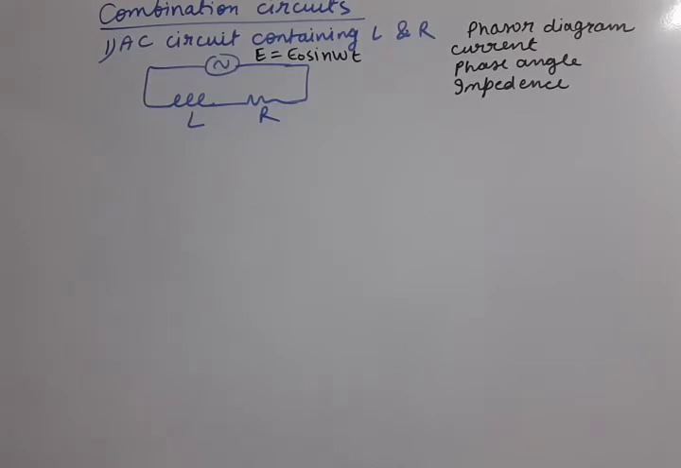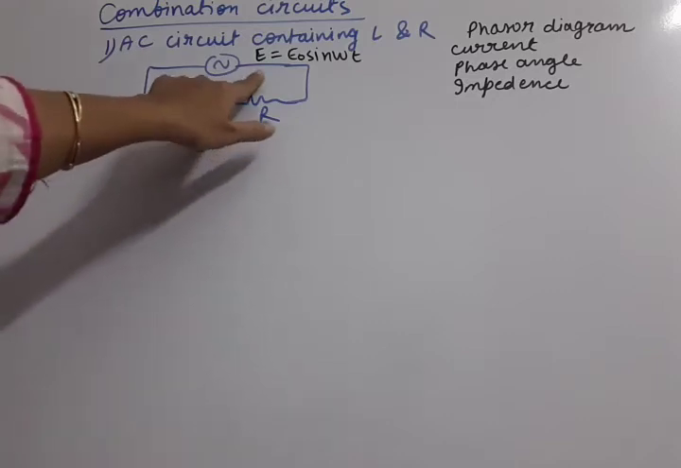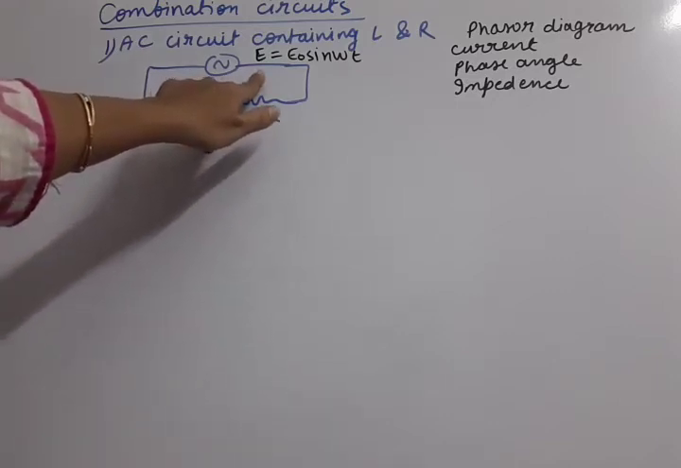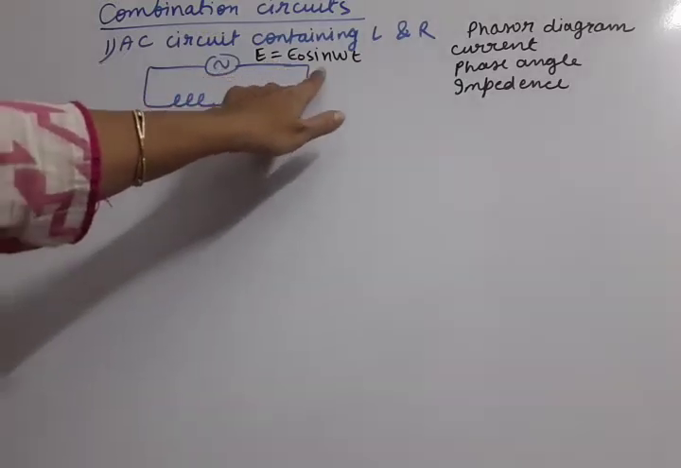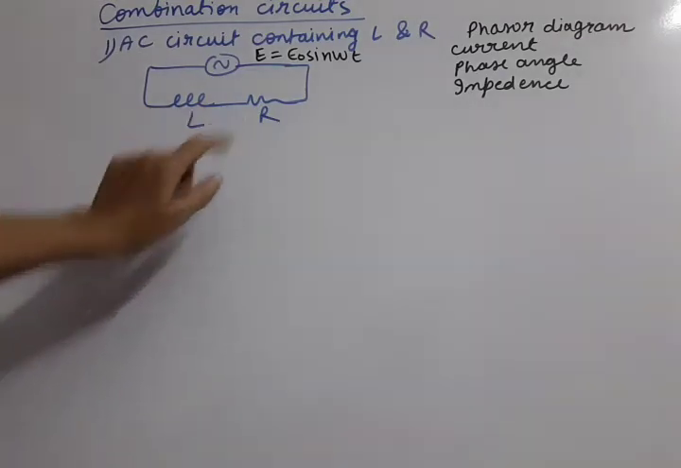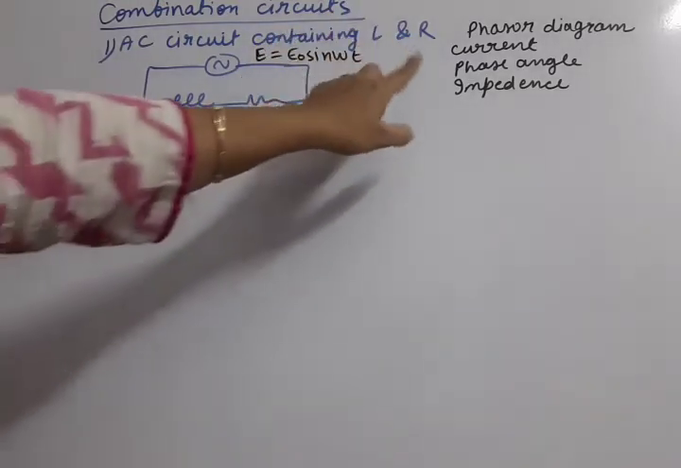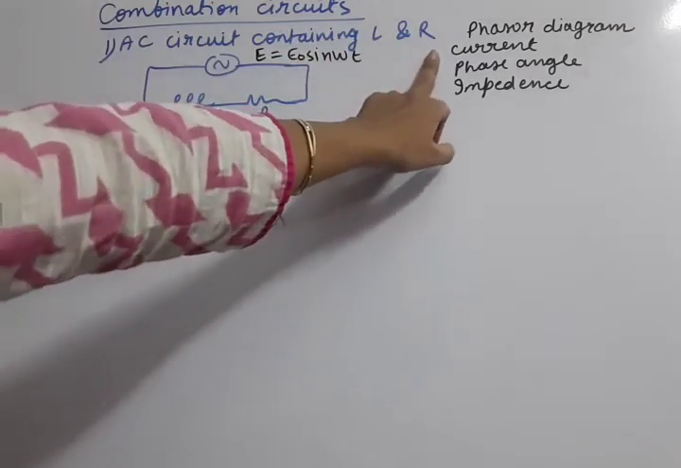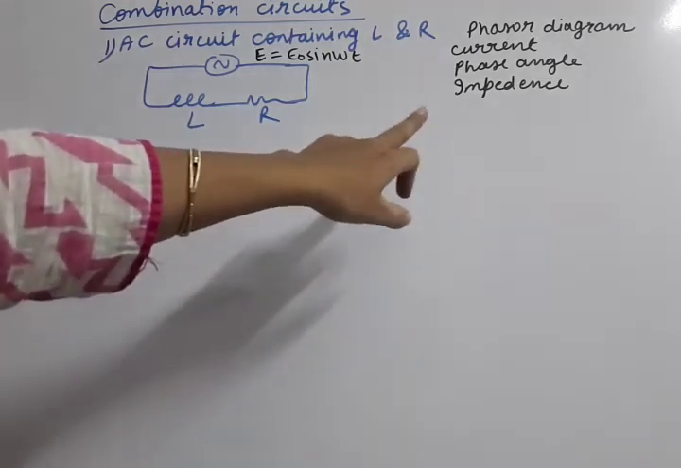So we have the LR circuit, CR circuit and LCR circuit in the syllabus. First let us take the LR circuit. As you can see, here an AC voltage is applied, an alternating voltage, with the equation E equal to E0 sin omega t. Then the L component and R component are connected together in series. Now, as we always do, we have to solve for the current, phase angle and impedance. Impedance is a new term here that I will explain.